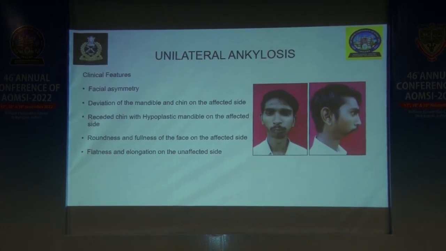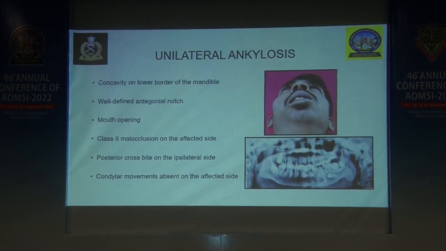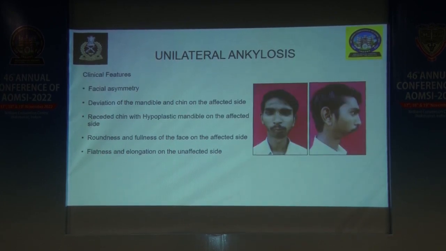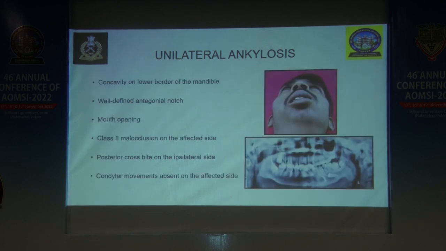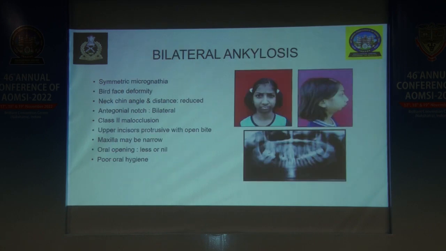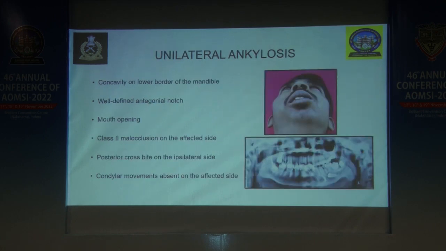This was a case which came to us as unilateral ankylosis. The clinical features basically are asymmetry, deviation of the mandible and the chin to the affected side, roundness and fullness of the face on the affected side, and flatness on the unaffected side. He had a restricted mouth opening. You can see a class 2 malocclusion and a posterior crossbite on the ipsilateral side. The condylar movements are absent on the affected side. On the orthopantomogram, you can see on the left side a prominent antegonial notch.